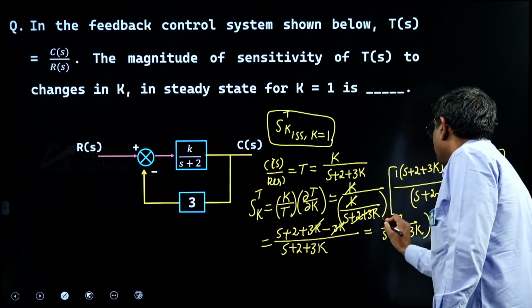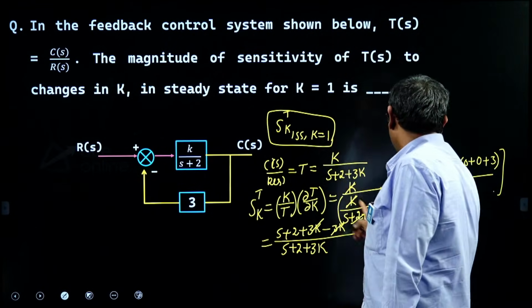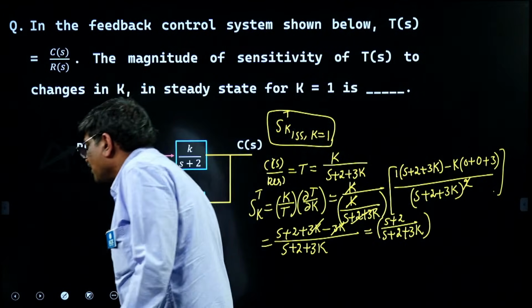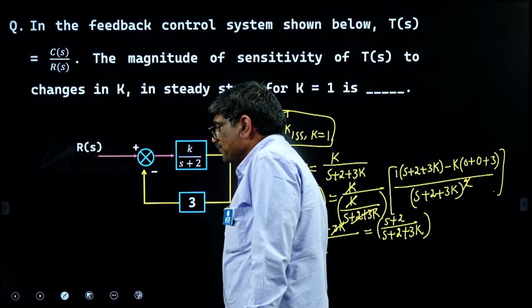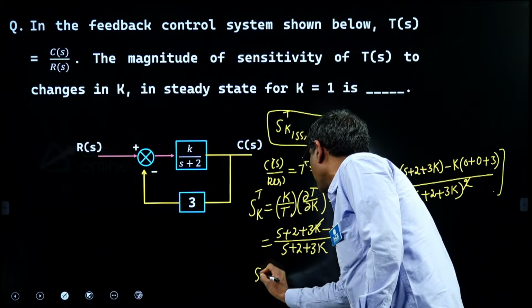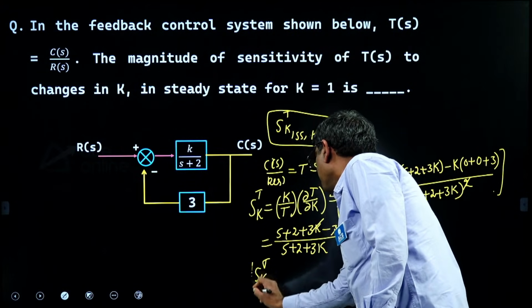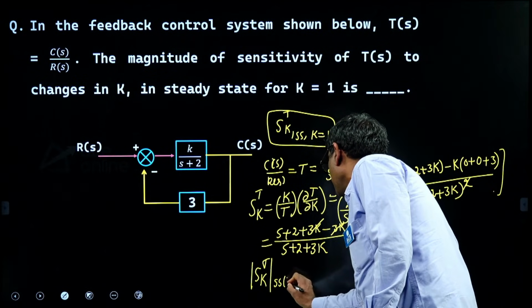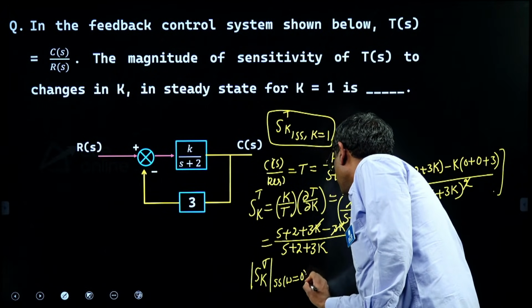This is S_T^K, where you have to find steady state. Steady state means omega equal to 0. So, at s equal to 0, K equal to 1. S_T^K magnitude they are asking. So, at steady state, simply omega equal to 0, t infinity means omega 0.